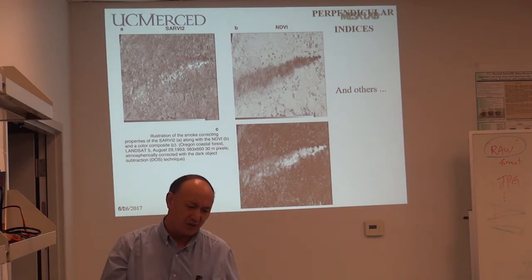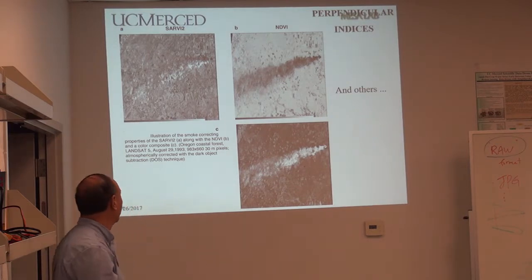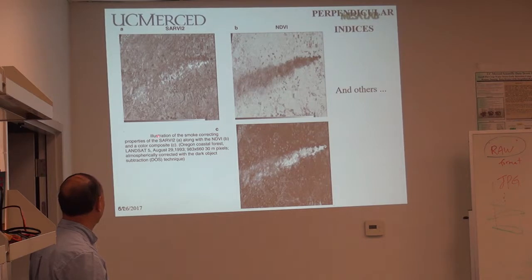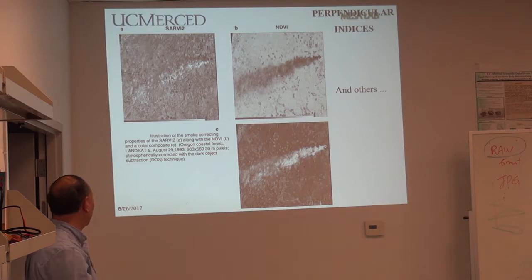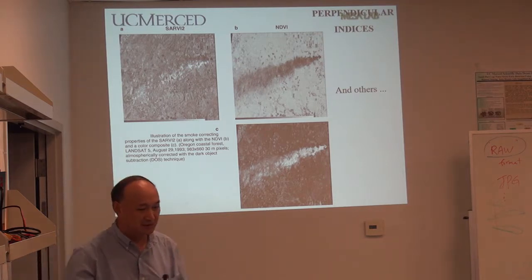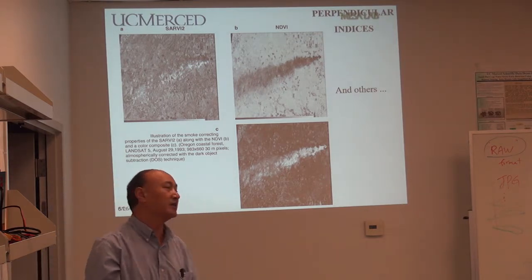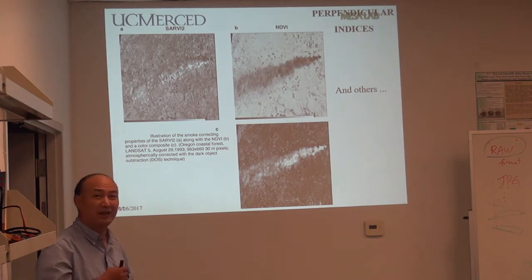So these are all ideas. Let me show you an illustration of the smoke correcting property of SAVI. Because of the smoke, it's affecting our judgment of NDVI and our judgment of the vegetation. So we need to correct that. This perpendicular vegetation index will really help us.